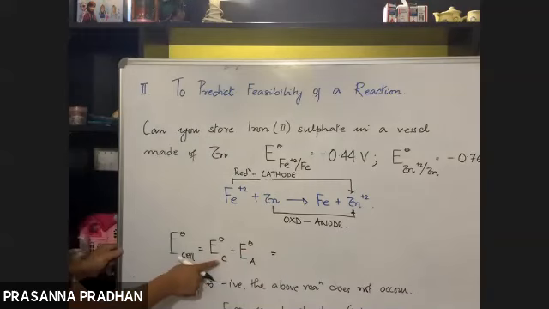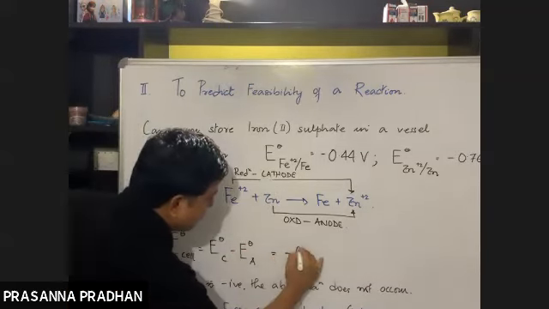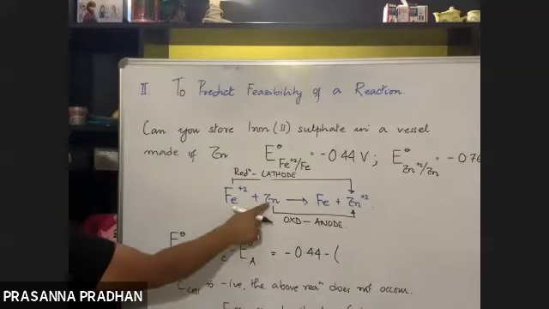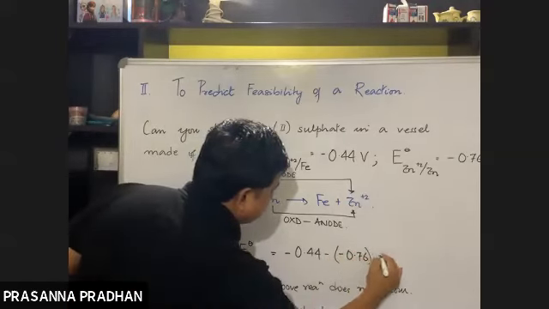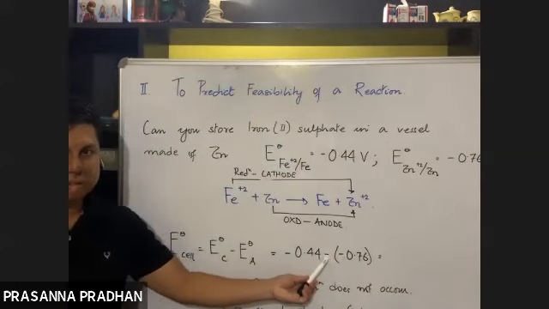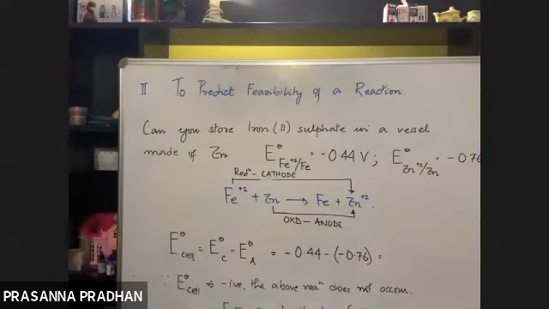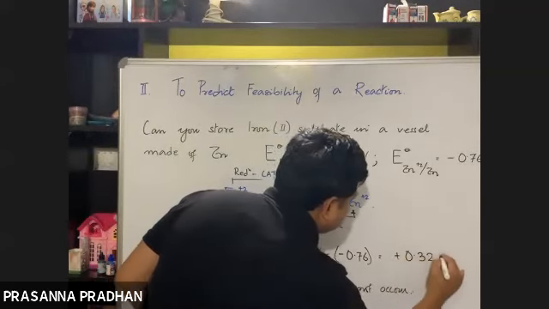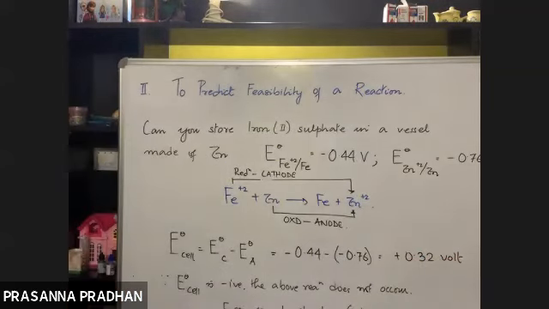Which electrode will behave as a cathode? Iron. So what is the reduction potential value of iron? Minus 0.44. What will behave as an anode? Zinc. What is the reduction potential value? Minus 0.76. So here, be careful. Minus will become plus. So plus 0.76 minus 0.44. So what is the answer? Our answer will be plus 0.32 volt.